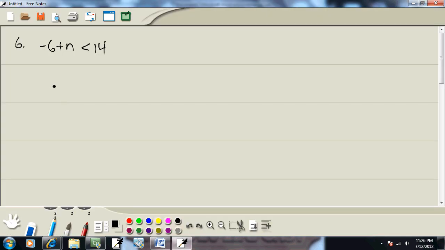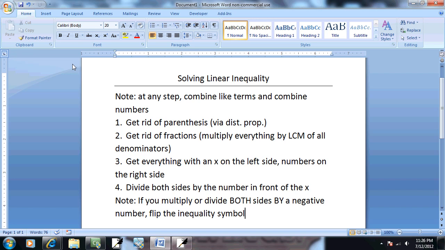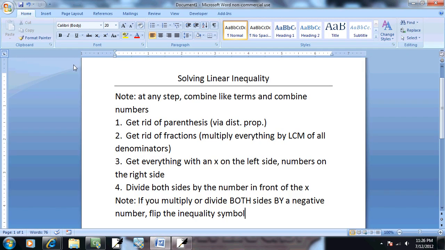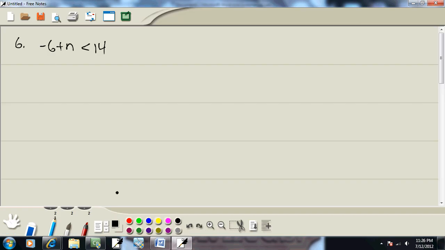Okay, step 1, get rid of parentheses. Don't have any. Step 2, get rid of fractions. Don't have any. Step 3, get everything with an n on the left side, numbers on the right side. So I'm going to take the negative 6 over to the right side. Now when you take anything across your inequality symbol, the sign changes. The negative 6 becomes a positive 6.